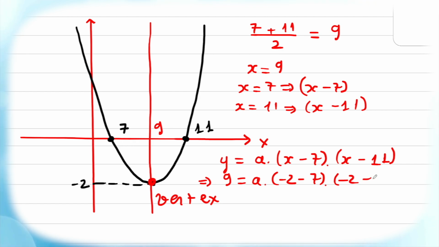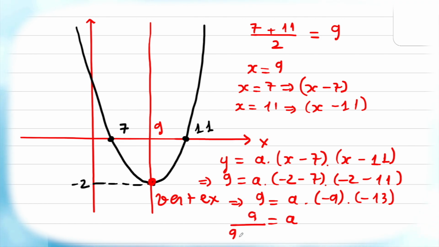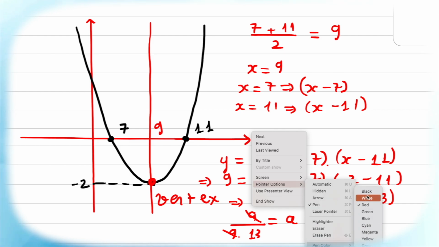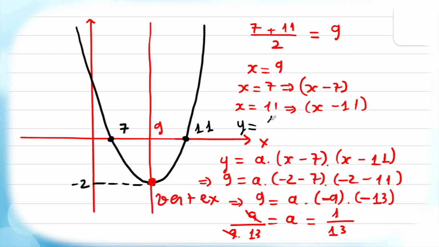So you got here a times (9 minus 7) times (9 minus 11), equal to minus 13. So a equals 13 divided by 9 multiplied by... sorry, because you got minus multiply minus is positive, so I don't need to write down the minus sign here. So simplify 9 and 9, I got a equal to 1 over 13. Yeah, 1 over 13 for the value of a. It means the final answer will be 1 over 13 multiplied by (x minus 7) multiplied by (x minus 11).